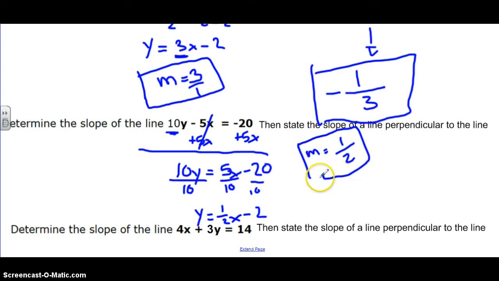And to find the perpendicular slope, all I have to do is flip it and change the sign. So the perpendicular slope is negative 2 over 1.